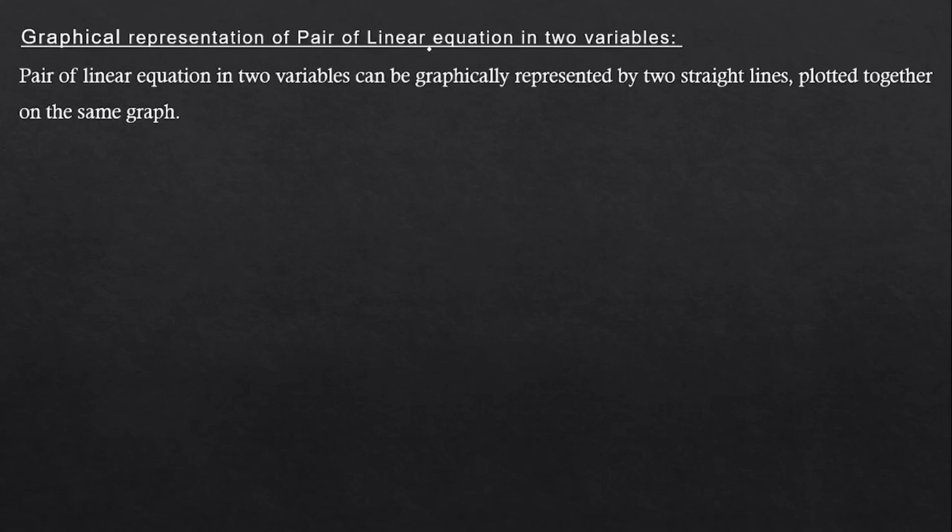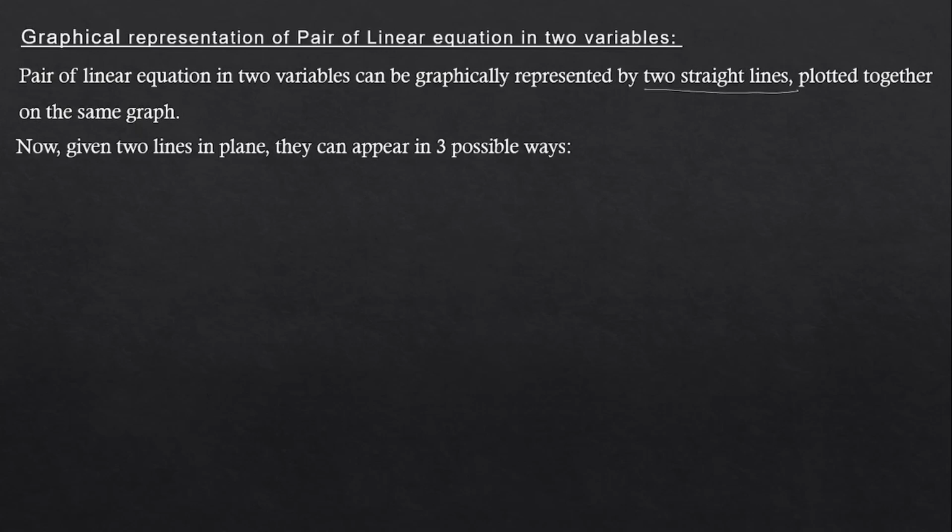Now, like how we had for a linear equation in two variable, a straight line graph, let us understand the graphical representation of the pair of linear equation in two variables. So, one linear equation in two variables will have one line graph. So, if there are two linear equations in same scenario, what we will get? We will get two straight lines. They are plotted together on the same graph.